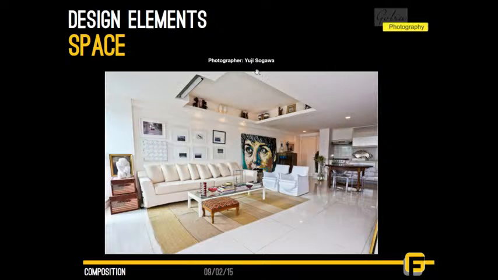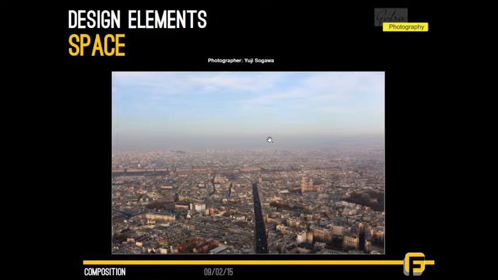Now both pictures are taken by Yuji Sogawa. Okay, now this is an aerial shot. You can see a lot of space, emptiness, overlapping. Things are next to each other. Plus you can see the shadow. And also you can see more of a balance over here.